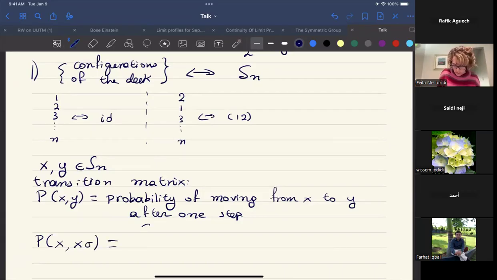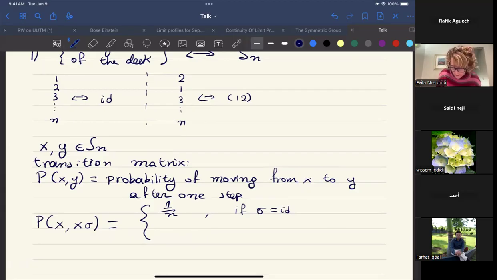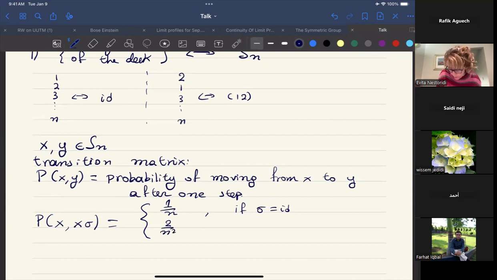So this entry is 1 over n if sigma is the identity, because with probability 1 over n, you pick a card at random. With probability 1 over n squared, you have touched the same card, but then you add all possible cards that you could have touched with the left hand, and this is why this turns into 1 over n. Then another possibility is that you choose two different cards and you actually swap them. So if you perform a transposition (A B), this means that card A gets swapped with card B. This type of move happens with probability 2 over n squared, and anything else happens with probability 0 in one step.